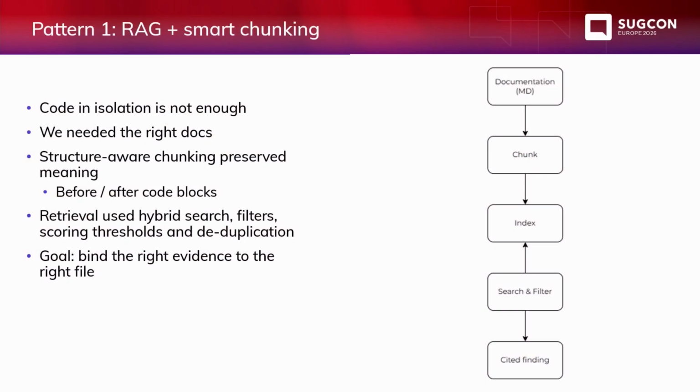So pattern one, RAG and smart chunking. I'm sure there are probably many of you in here that understand this problem well. But essentially, the code in isolation is not enough by itself to make a recommendation. We need the right documentation to go with it in order to understand how to migrate that code from one place to another.